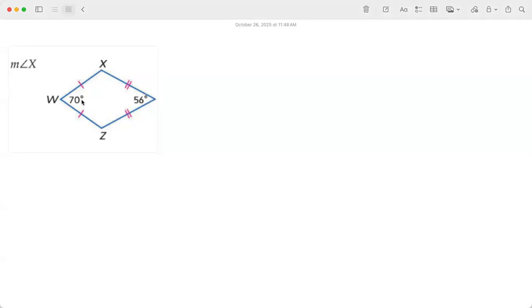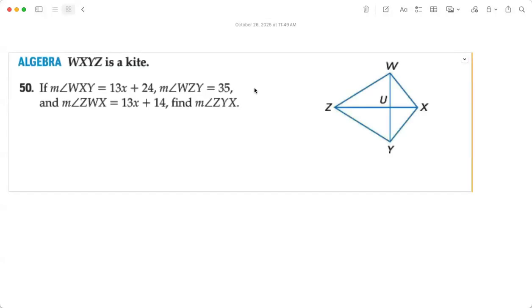In a kite, these two are adjacent sides that are equal. These two are adjacent sides that are equal. So with that, you can find it. You can compute it at home. Okay, now I want one more kite. This is a good one. How about this? WXYZ is a kite.